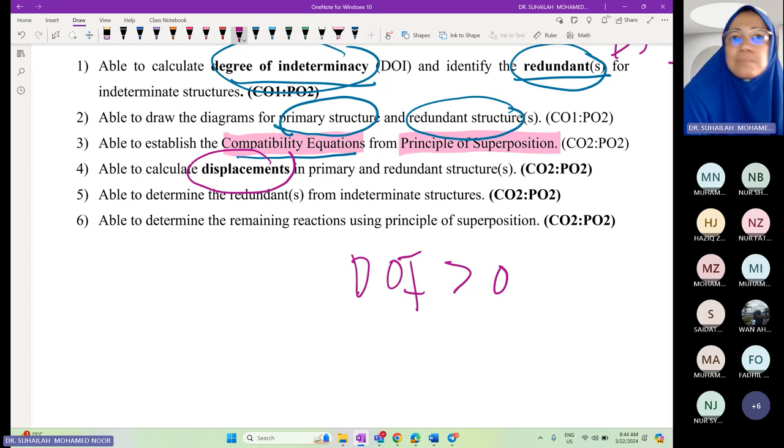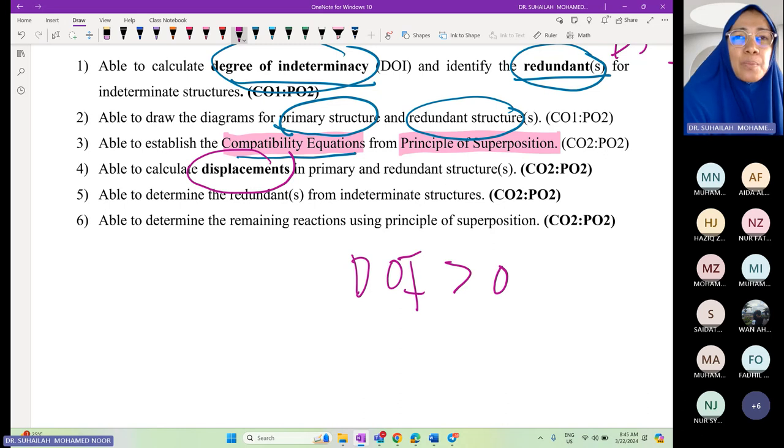Okay, so ada empat unknown reaction, tiga boleh solve, satu tak boleh solve. Yang tak boleh solve tu redundant. Okay, yang tak boleh solve tu redundant. So redundant ni kita akan solve using compatibility equation.